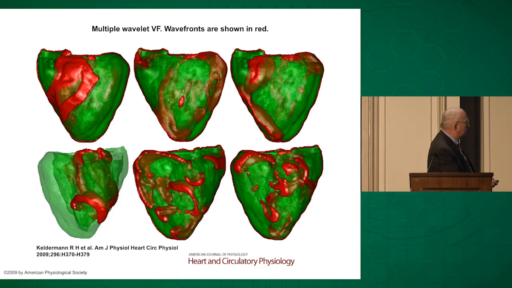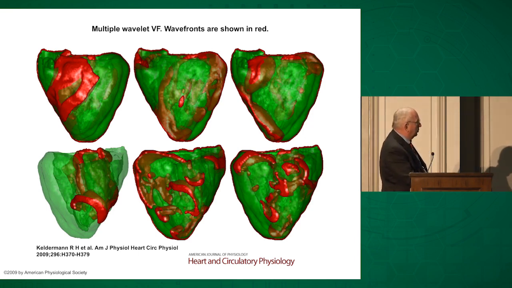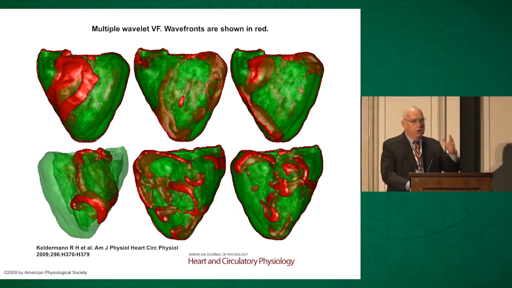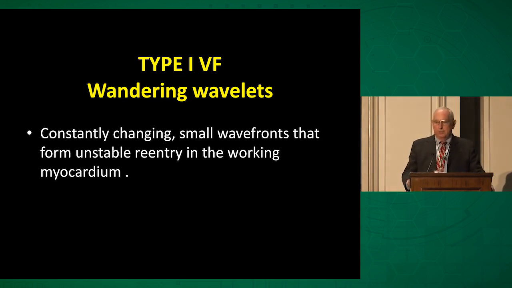this is a simulation. This is the anterior part of the heart, posterior epicardium. And it's showing wavefronts of activation in red. And you see that they are constantly moving, they are breaking up, they are constantly re-entering, meaning just as soon as the cells have recovered, the activation front comes through and excites them again. So this is the wandering wavelet idea. Also here, constantly changing small wavefronts that form unstable reentry in the working myocardium.